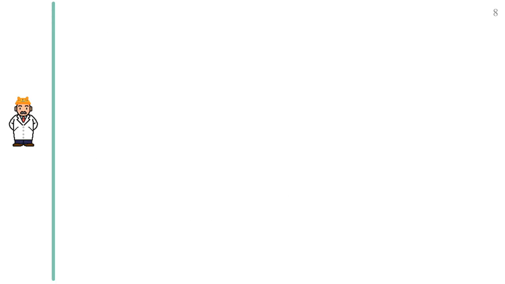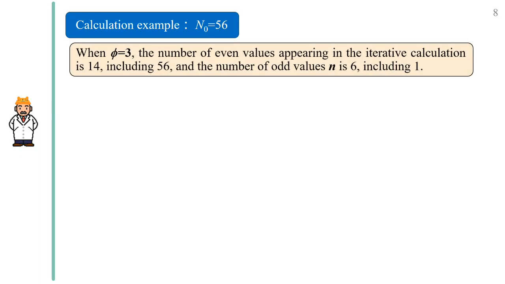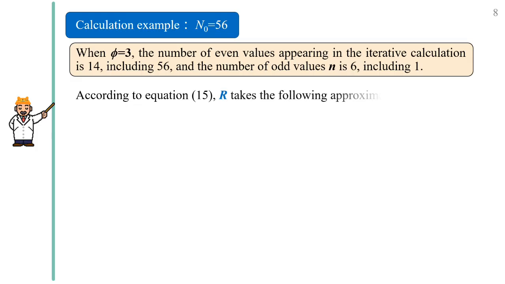Let us now check the actual values of R for phi equals 1 and phi equals 3. First, consider the example n sub 0 equals 56. When phi equals 3, the number of even values appearing in the iterative calculation is 14, including 56, and the number of odd values, n, is 6, including 1. According to equation 15, R takes the following approximate value.